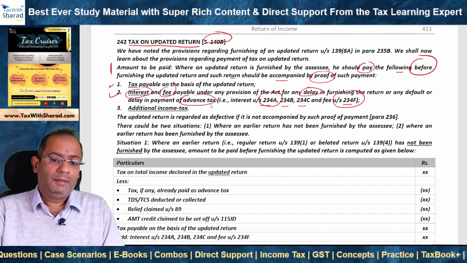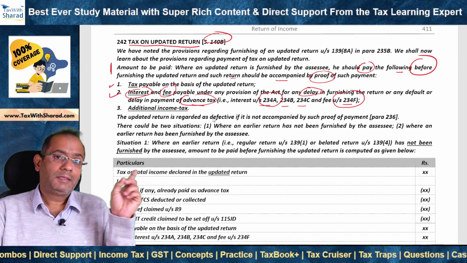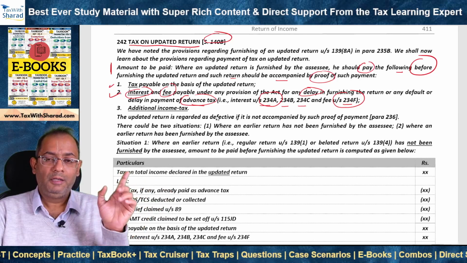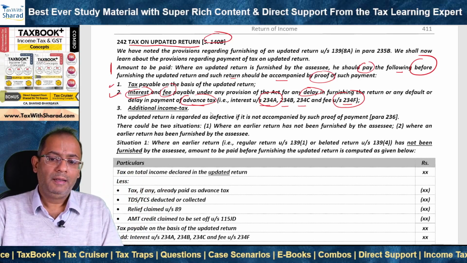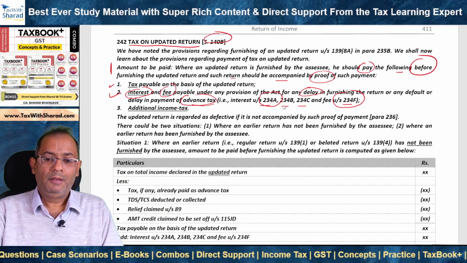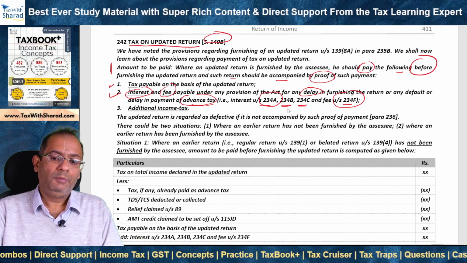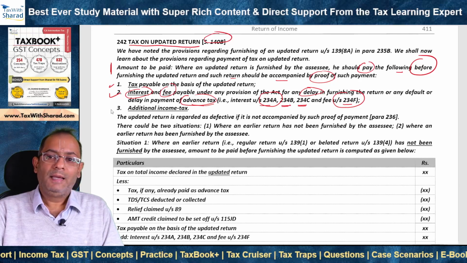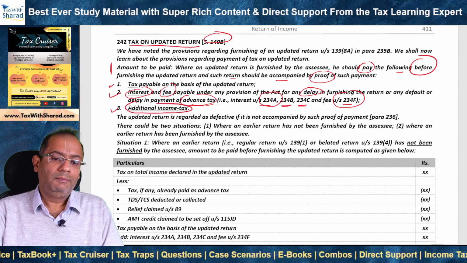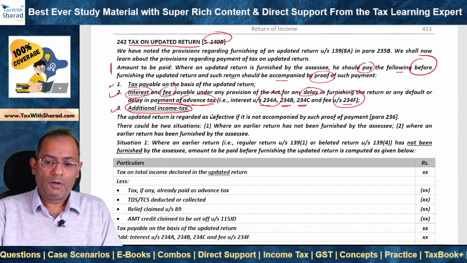Secondly, there may be a default or delay in payment of advance tax, right? So advance tax will be payable in the relevant financial year pertaining to that assessment year for which updated return is being furnished, right? If there had been a default or delay in payment of advance tax, then interest will be payable under section 234B and 234C as well. So interest and fees will need to be paid as applicable. And thirdly, the person will also need to pay an additional income tax upon furnishing of updated return. There is something that we will talk about in some time.